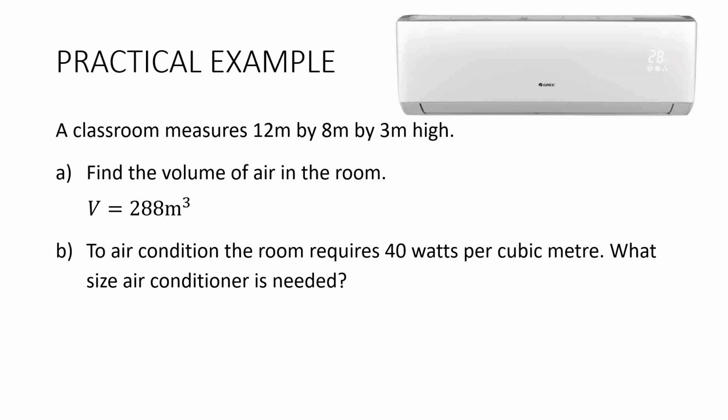If we want to air condition the room, it's going to require 40 watts per cubic meter. What size air conditioner is needed? So we've got 288 cubic meters, and each one of those requires 40 watts. So we want 288 lots of 40, which is 11,520 watts. Now it doesn't tell us how to give our answer, but this is fairly large. I'm going to convert it to kilowatts by dividing by 1,000. So it's 11.52 kilowatts.